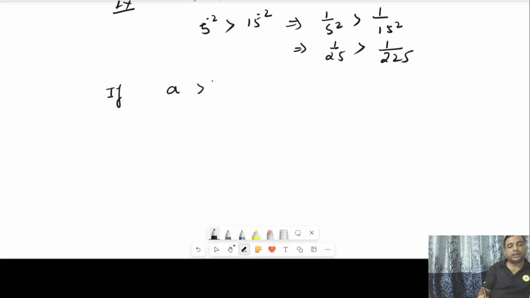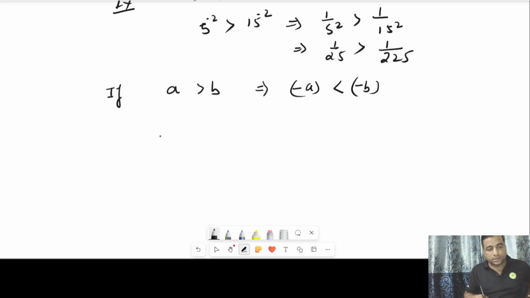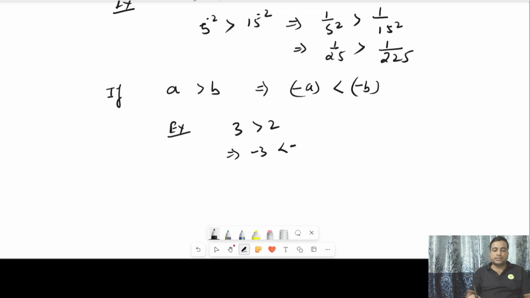If a is greater than b, it implies that minus a is less than minus b. For some particular example, 3 is greater than 2, but minus 3 is less than minus 2.